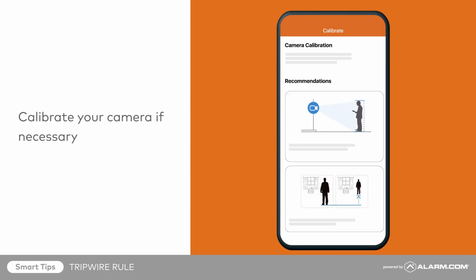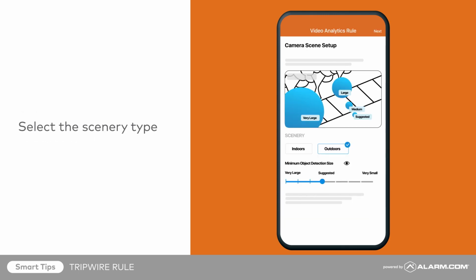If you have not created a video analytics rule for this camera yet, you must first calibrate it. Follow the on-screen steps on the mobile app or check out the Smart Tip video on video analytics calibration. Select the type of scenery this camera will view. For this example, we will select Outdoors.